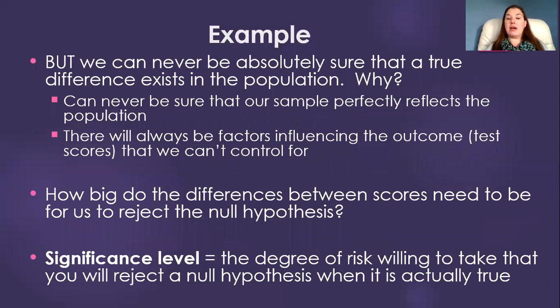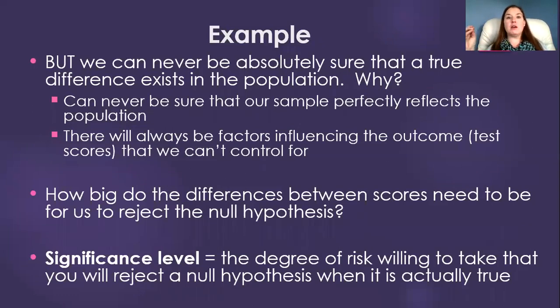But we can never be absolutely sure that a true difference exists in the population, right? So let's say we do the study in that way and we take our sample of kids who went to preschool and a sample of kids who didn't. How do we know that it's not just due to chance that the kids in our sample of preschoolers have a higher mean test score, just due to sampling error? Just due to dumb luck, just due to chance.